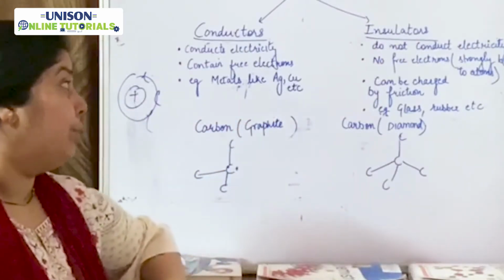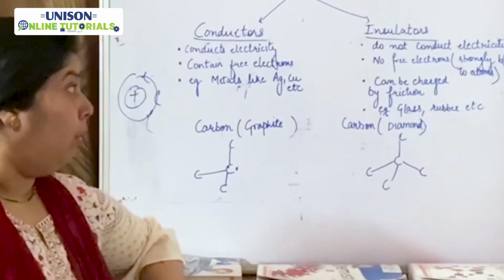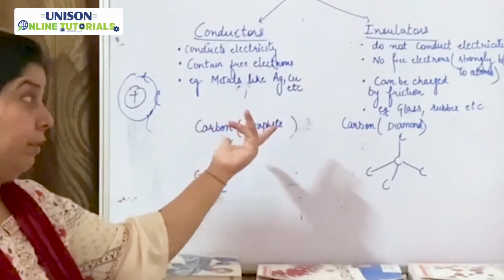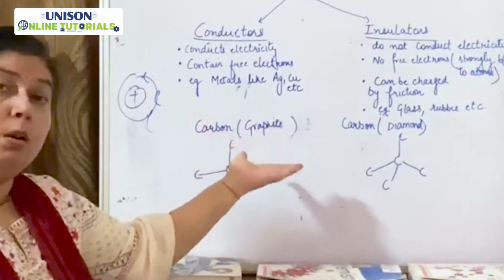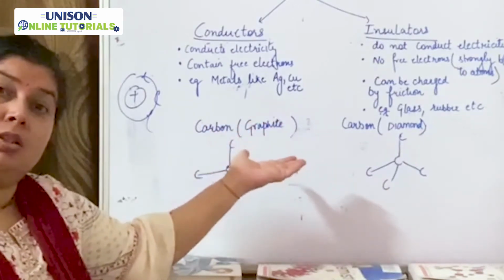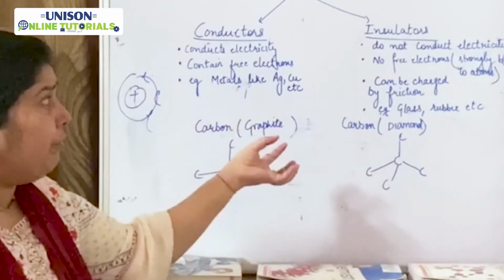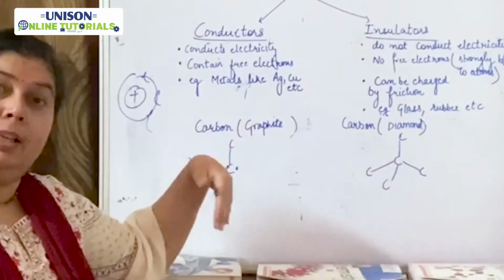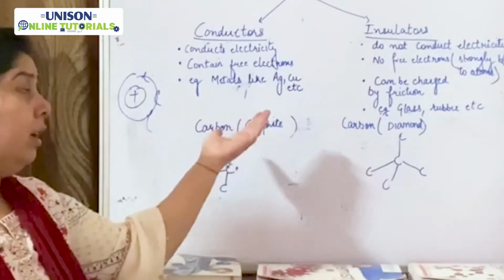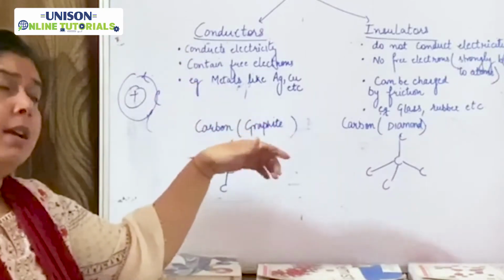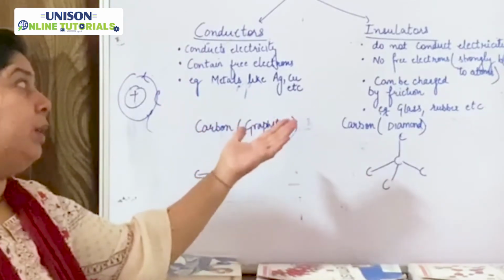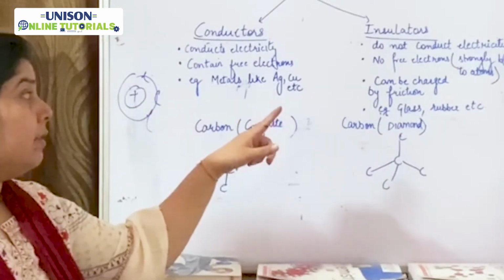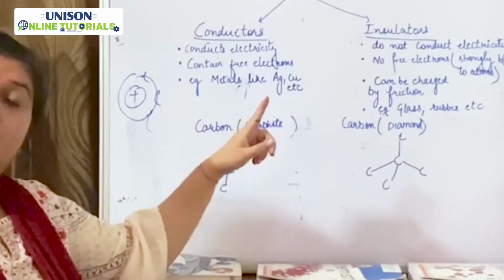You are producing the force of friction. So by producing the force of friction, you are producing what? You are producing the charge. Although the amount of charge produced cannot be correlated with electricity, the amount is very less, but still they can be charged with friction.